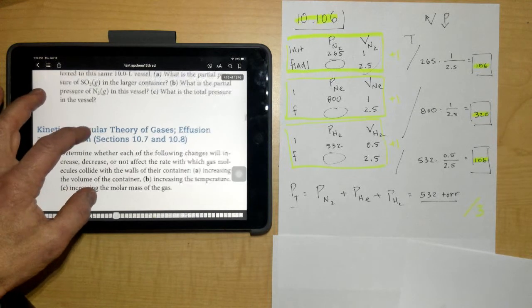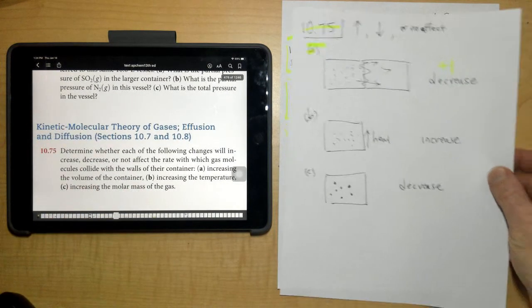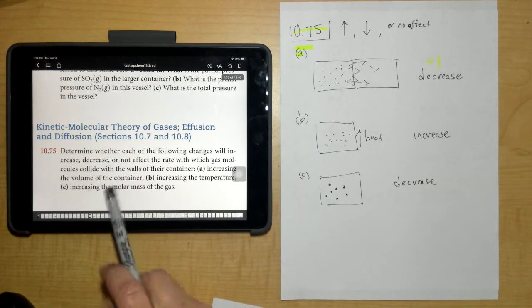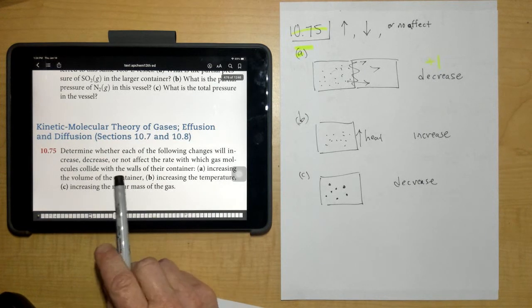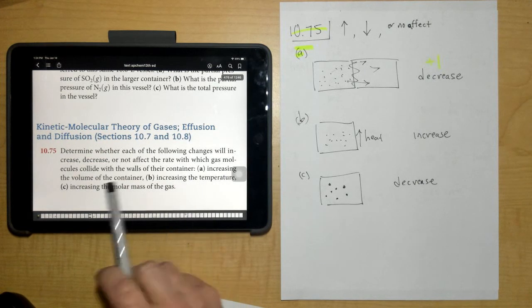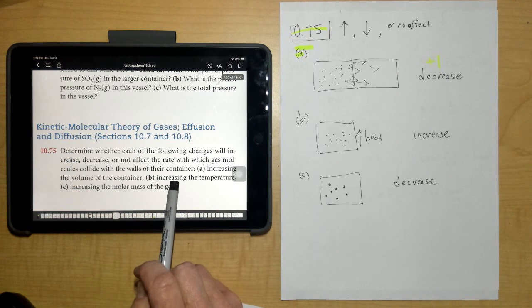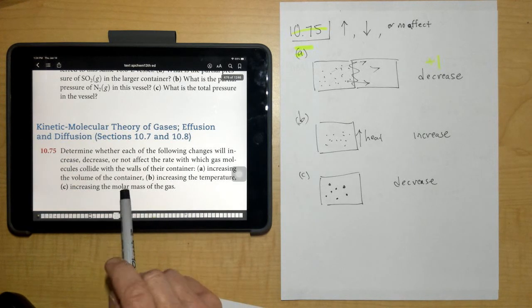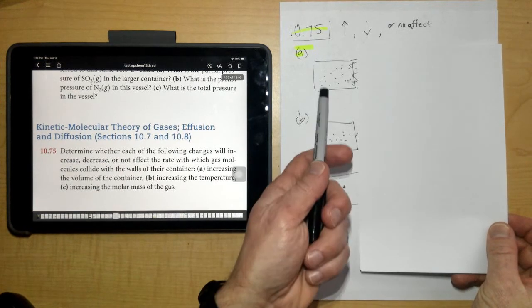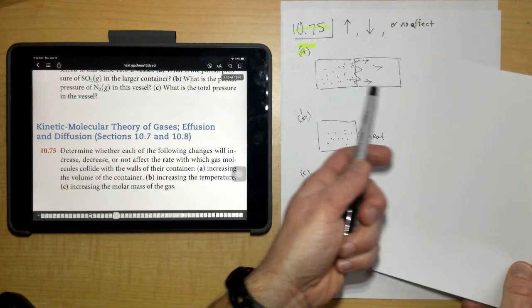The next one is number 75. Number 75 says, determine whether each of the following changes will increase, decrease, or not affect the rate with which gas molecules collide with the walls of its container. And in letter A it says increasing the volume of the container, and so I had a container that was this size, and then I said, okay, let's increase it to this size.